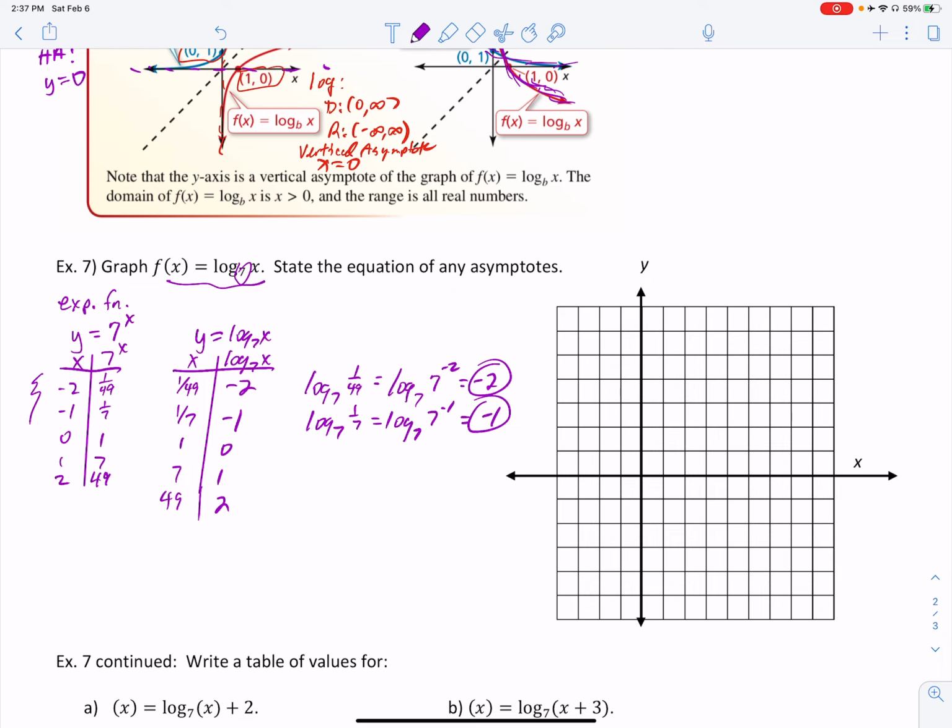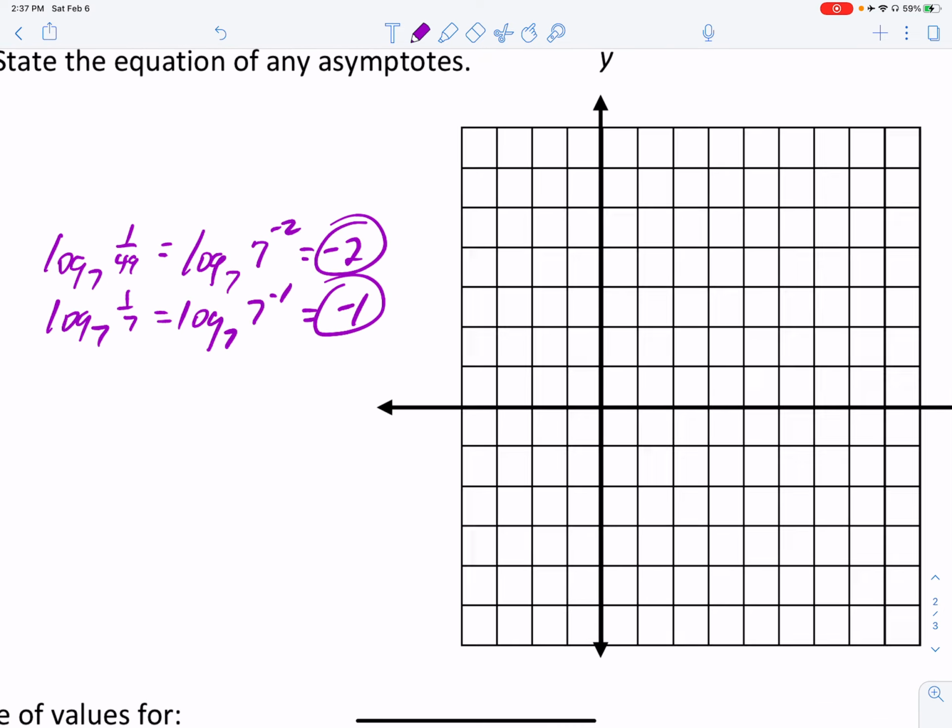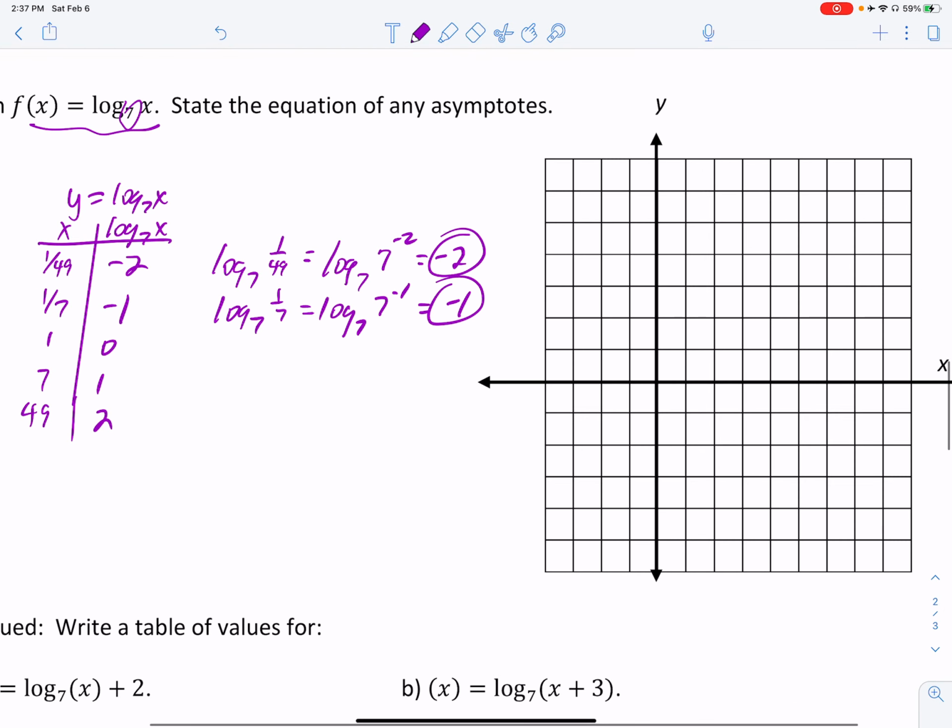So on that inverse function, at 1/49th, I'm at -2. So you can't even really graph that accurately. So I'm just going to put it close to the y-axis, but not really touching it. And at 1/7th, I'm at -1. So to the right 1/7th, I'm at -1. It's just slightly to the right. Again, we can't be too accurate on that, but we want the y-axis to be a vertical asymptote. So I want it to be pulled away a bit from the y-axis.